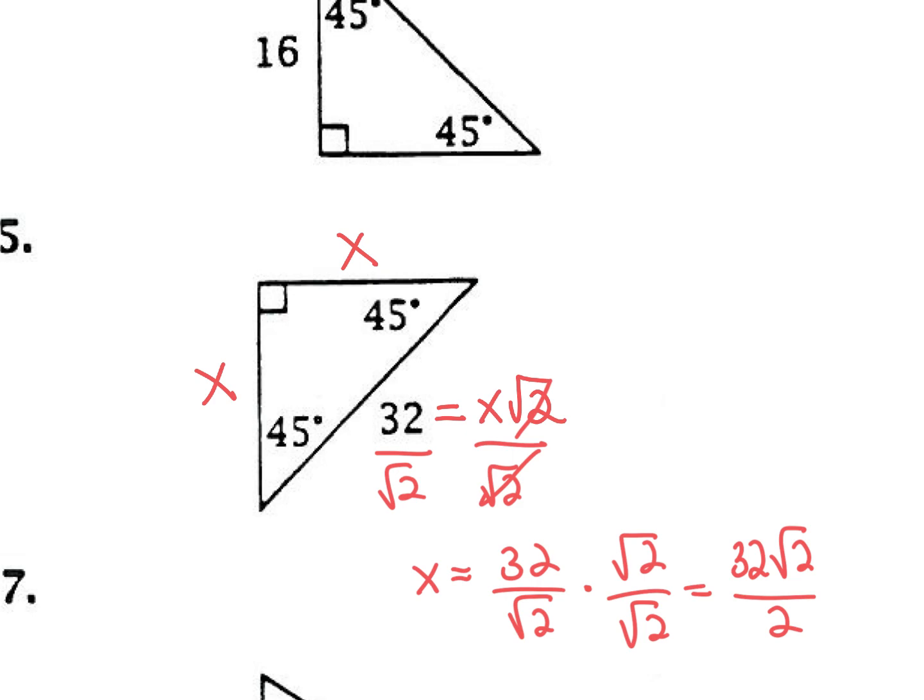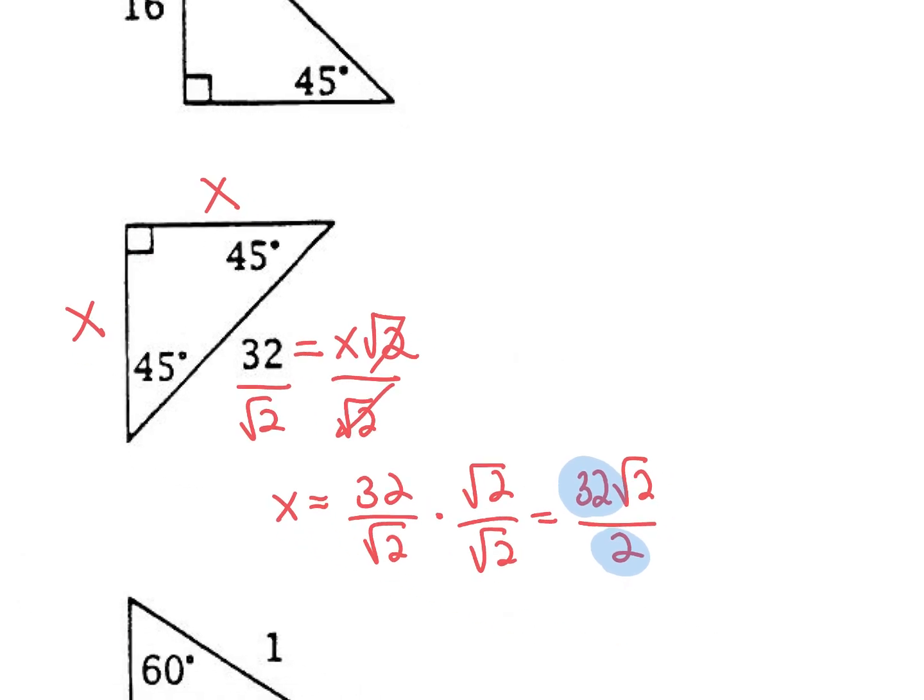Square root of 2 times the square root of 2 is 2, because if you multiply these things together, you get the square root of 4. So the square root of 4 is 2. And then we would want to reduce, right? You've got 32 over 2 there. Yeah, it is 16. So this is 16 root 2.